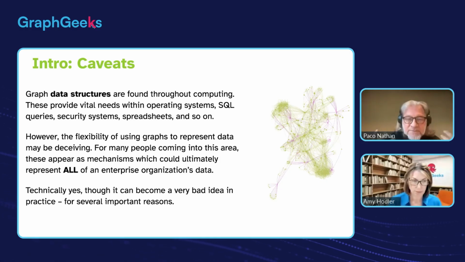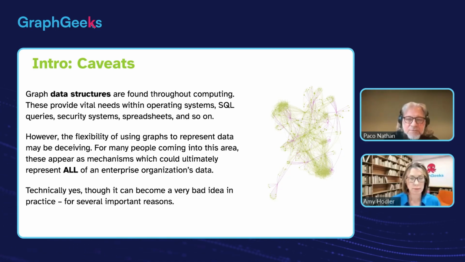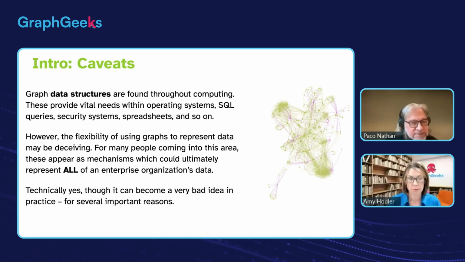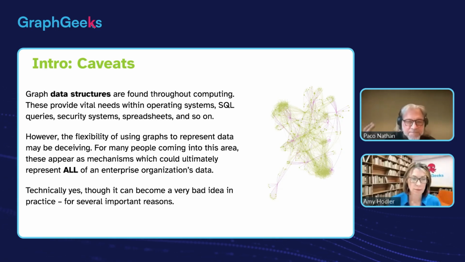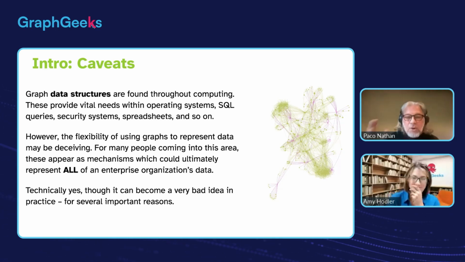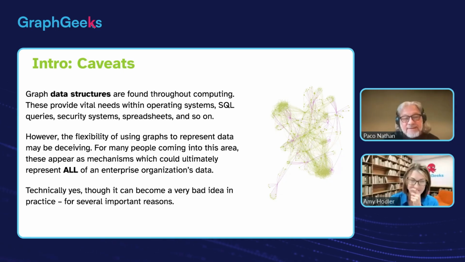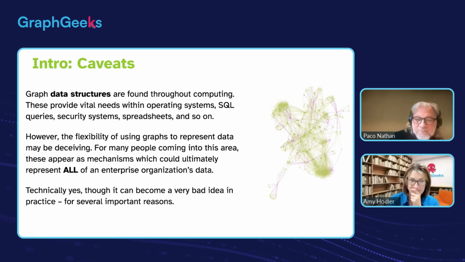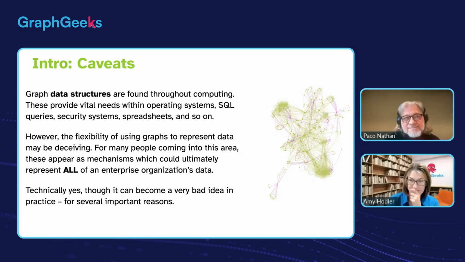So there's a lot of flexibility in using graphs to represent data, and I find that it may actually be kind of deceiving. It makes graphs look easy because they're everywhere. But I think that for a lot of people coming into this field, there is this notion of, gosh, if we're using graphs, maybe we can just use one big graph to represent all the data in our organization. And I guess technically, yes, that could be done, although I think it's a very bad idea in practice for several important reasons. And also, I just never see it work.